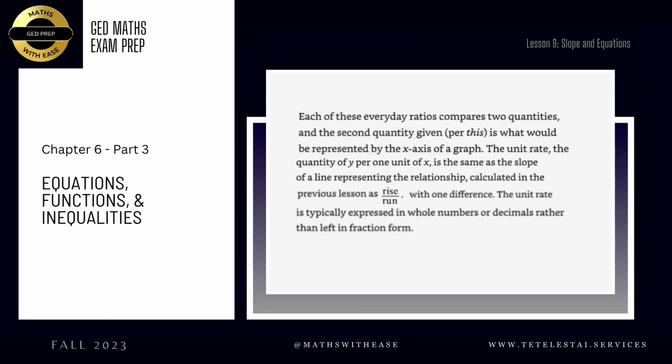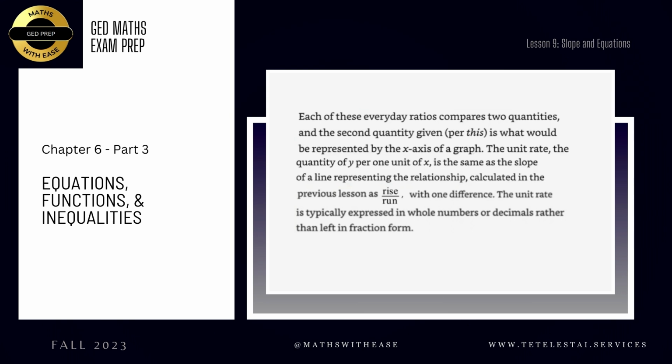There's no run, okay? So each of these everyday ratios compares two quantities, and the second quantity given per this is what would be represented by the x-axis of a graph. The unit rate quantity of y per 1 unit of x is the same as the slope of a line, representing the relationship calculated in the previous lessons as rise over run, with one difference.